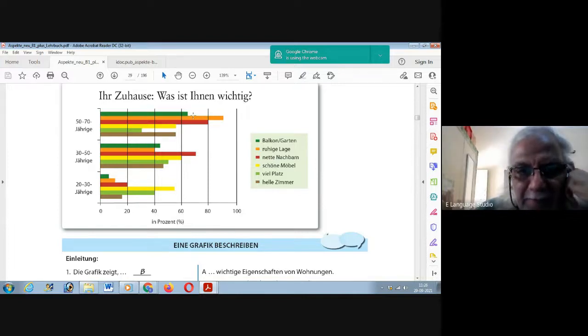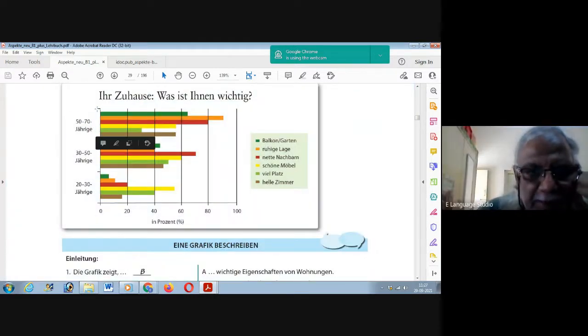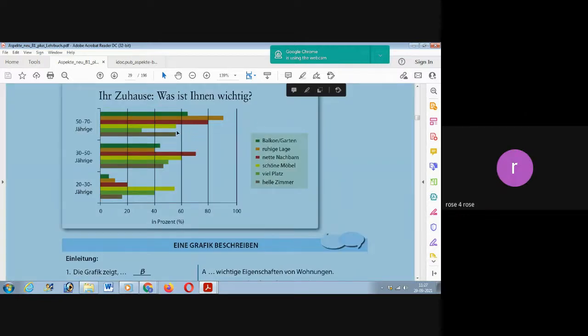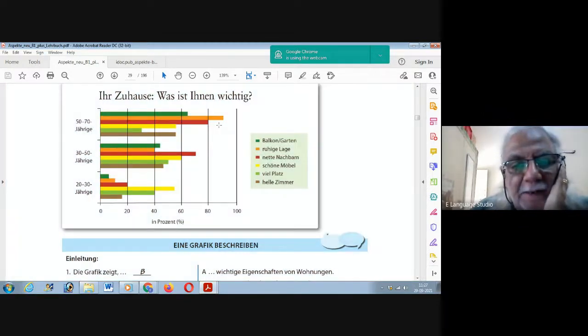Oma started with this. Take two, any two or any, all three maybe. If you take three, use the superlative. If you take two, use the comparative. If you're describing only one, use the positive degree. Only one item. But even if you take one set and you're taking these 4 together or 5 units together, use superlative. For example, für die 50 bis 70-Jährigen ist eine ruhige Lage am wichtigsten.